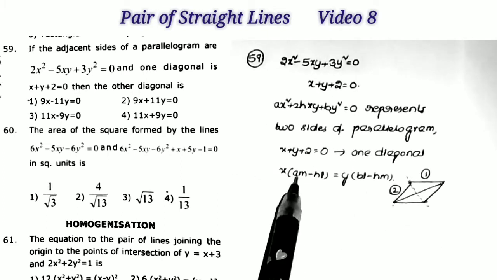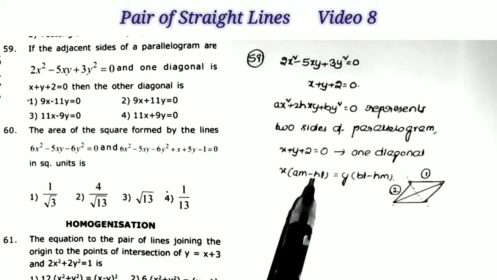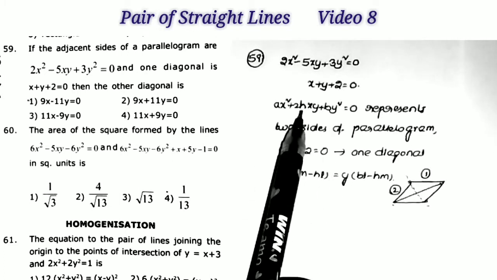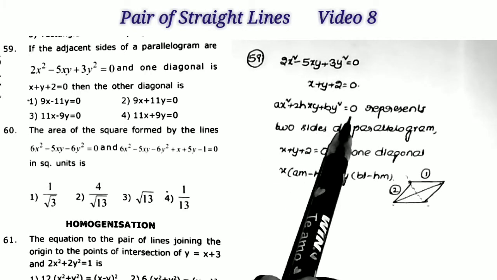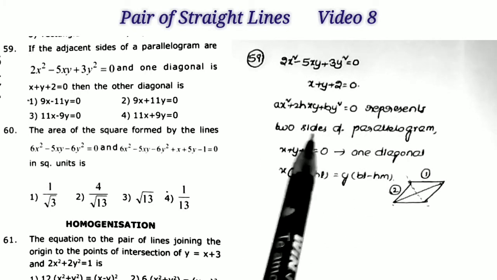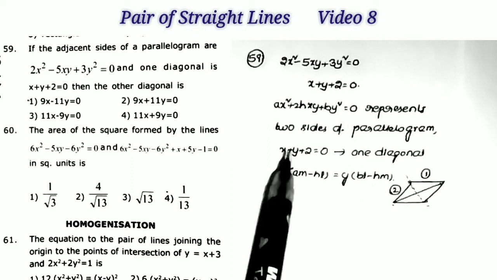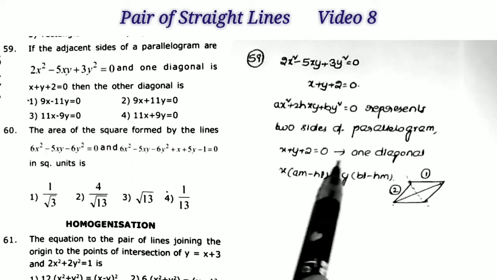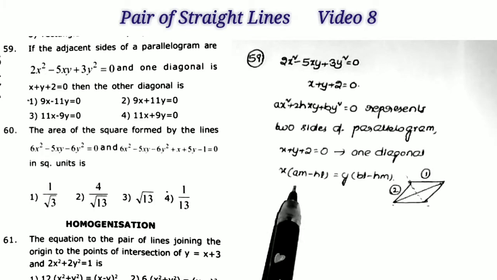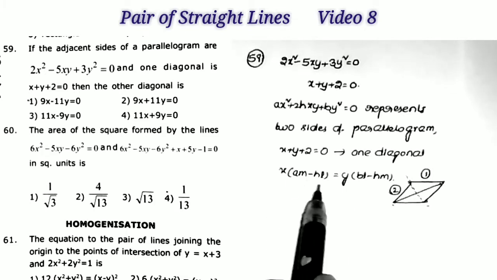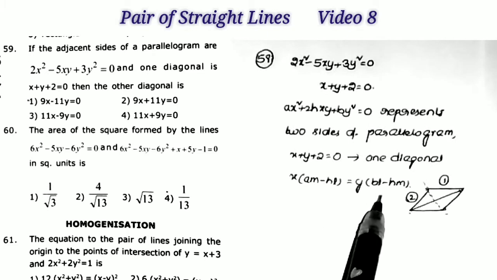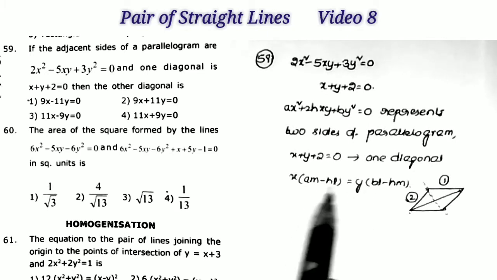So here we have one formula to find this answer. The formula is, if the equation ax² + 2hxy + by² = 0 represents two adjacent sides of a parallelogram and lx + my + n = 0 is one diagonal, then the second diagonal formula is x(am − hl) = y(bl − hm). Now replace the values in this formula to get the second diagonal equation.